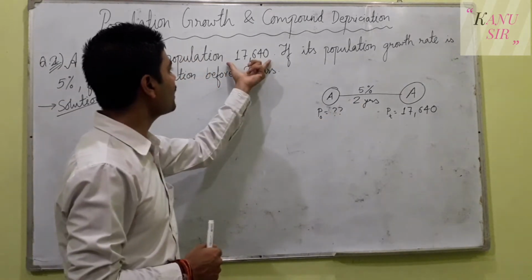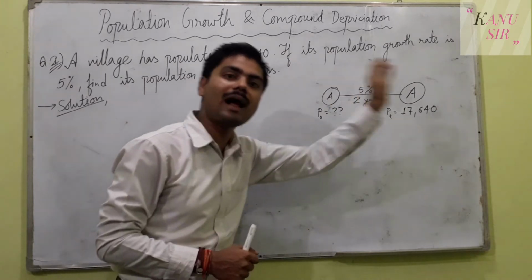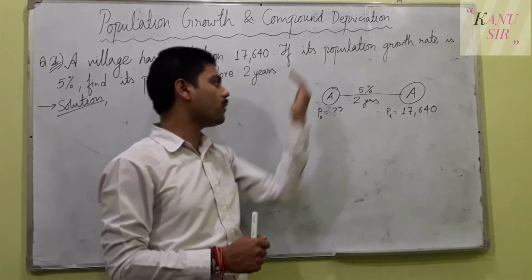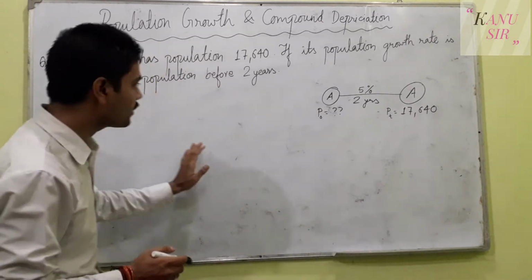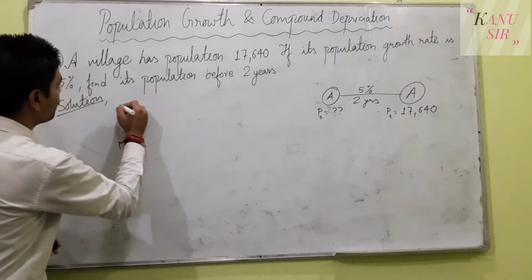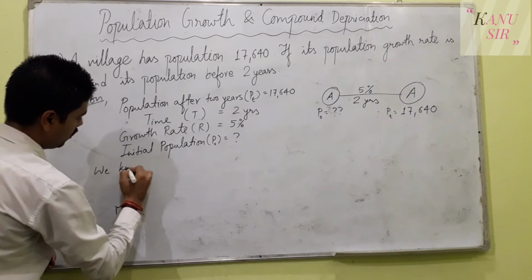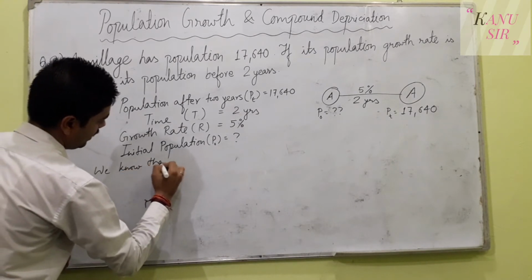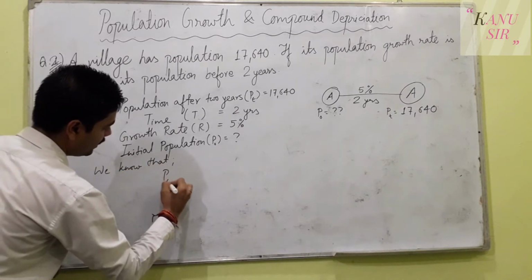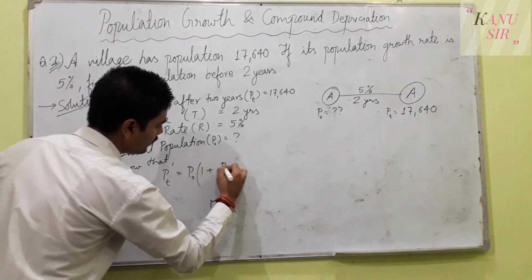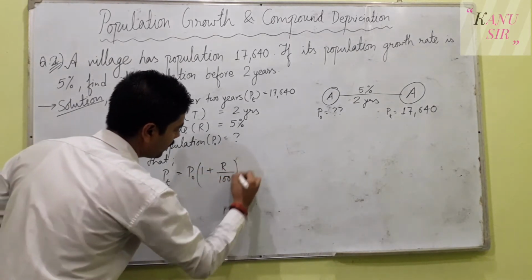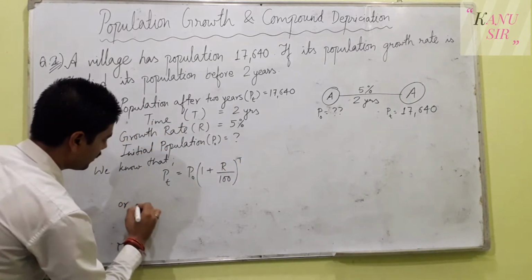So we must understand this population is the final population after 2 years, and we need to find the initial population, which was 2 years before. So let us write the conditions given here. We know that P_T is equal to P_0, the initial population, times (1 plus R by 100) to the power T.